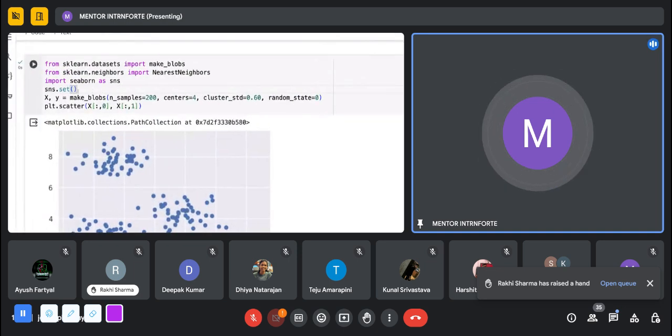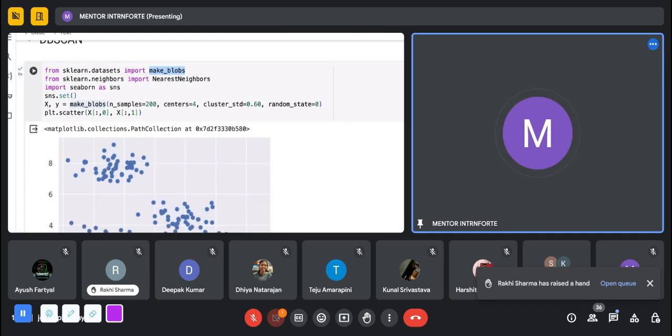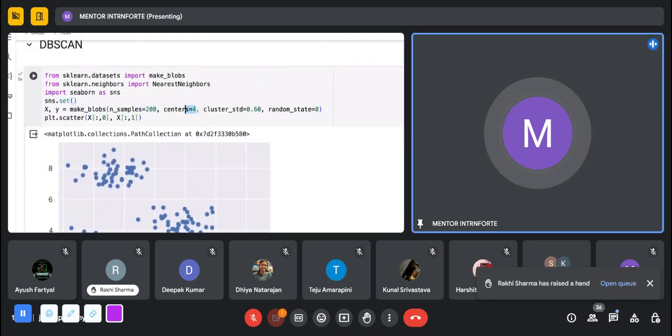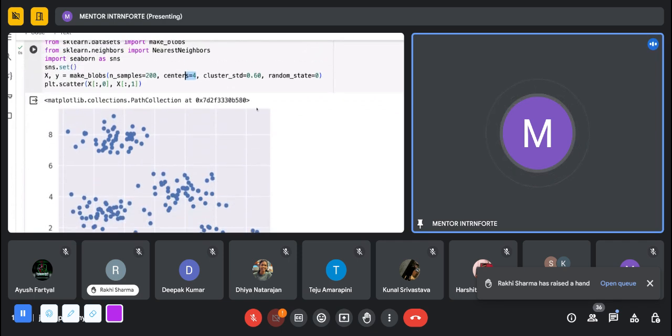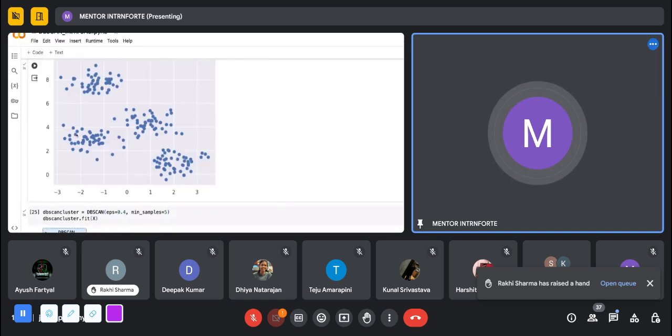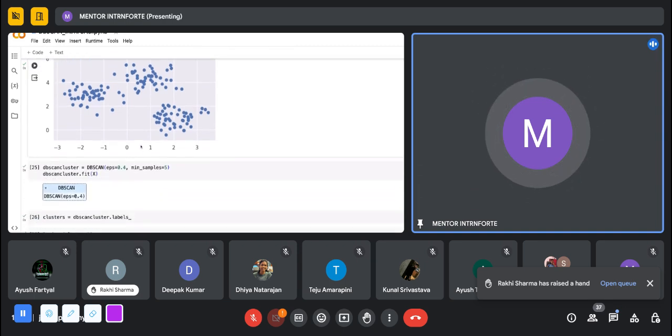Okay, so over here I am creating some synthetic samples. I'm using the make_blobs module from sklearn to create 200 samples. We have 4 centers, so that means 4 clusters, and each cluster has a standard deviation of 0.6. So these are synthetic clusters I have created, and you can clearly see 4 clusters.